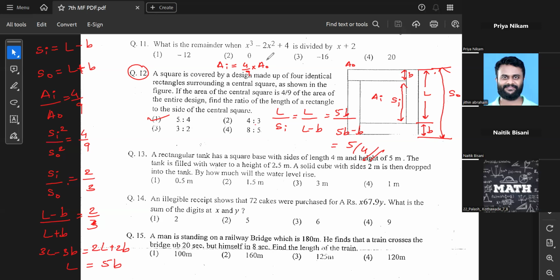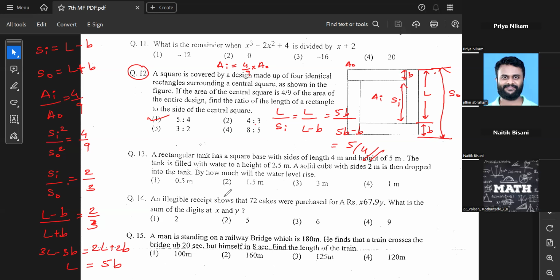Sir, why did we do L minus B and L plus B? Because we need to find, see over here, what they have given is basically the area of the inner and outer square. So we understood that from the area we will get the side, inner and outer. Now we have to find some link between the inner and outer side. What is the link between them? That link is length and breadth. One is L minus B, and the other one is L plus B, basically. Okay, sir. Got it.